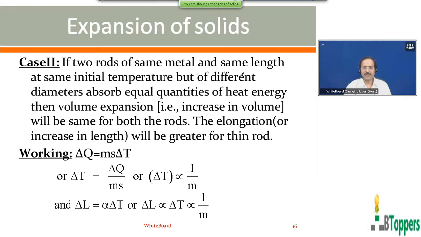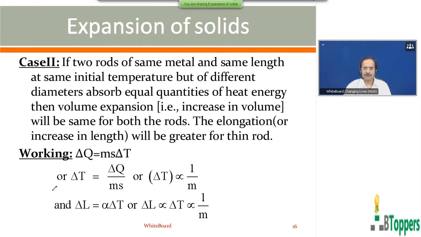Two rods of the same metal and same length at the same initial temperature but of different diameters absorb equal quantities of heat energy. Then the volume expansion, that is the increase in volume, will be the same for both the rods. The elongation or increase in length will be greater for the thin rod.